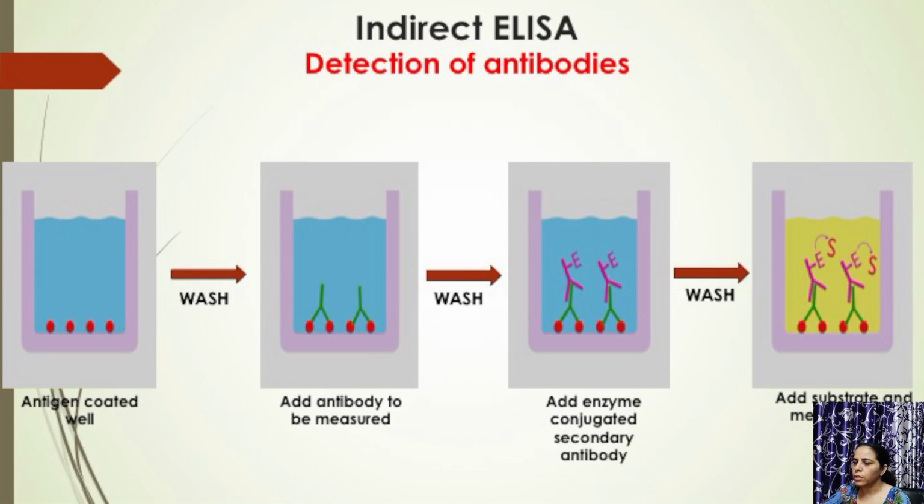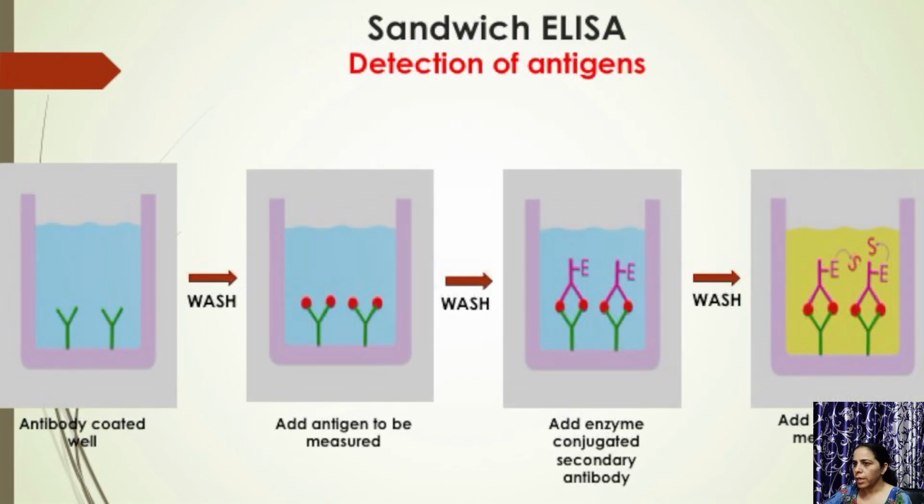This has been used for the detection of the antibodies against the coronavirus in the serum. So we can say that a particular person is immune to the coronavirus. Third is the sandwich ELISA. In this, we can detect the antigen.